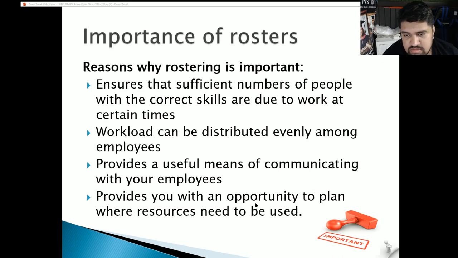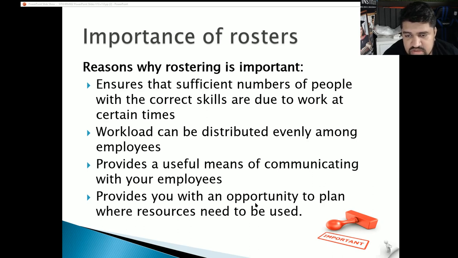This provides a useful means of communicating with our employees. As a manager, you don't want to be telling every individual person when they're working. If you're creating rosters, most likely you'll be creating a digital roster. You can send that through to your workers and colleagues, where they'll be able to check when they're working, what section they're working at, for how long, and anything specific they might require for that shift, which they can bring with them.